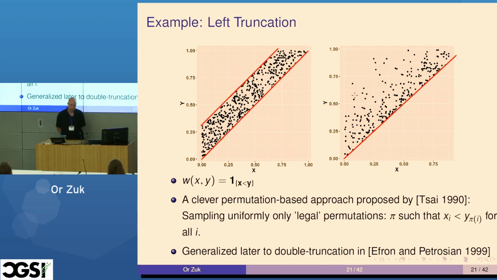And then you have your test statistic. You can sample not from all the n-factorial permutations, but only the subset of permutations that agree with your biased sample, or with your truncation. And you can get a p-value based on that. That's a fundamentally different distribution from the distribution over all permutations. And it was extended to double truncation.